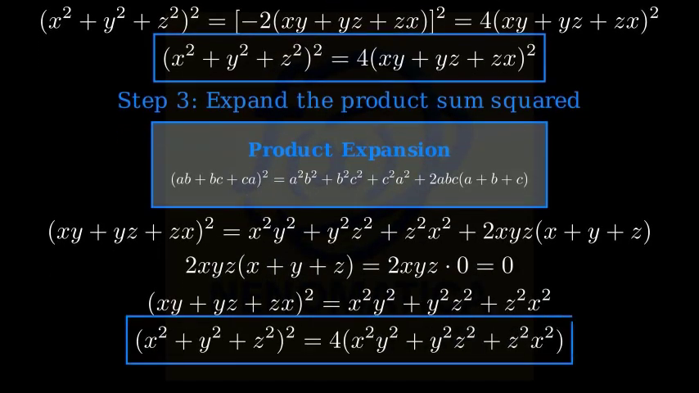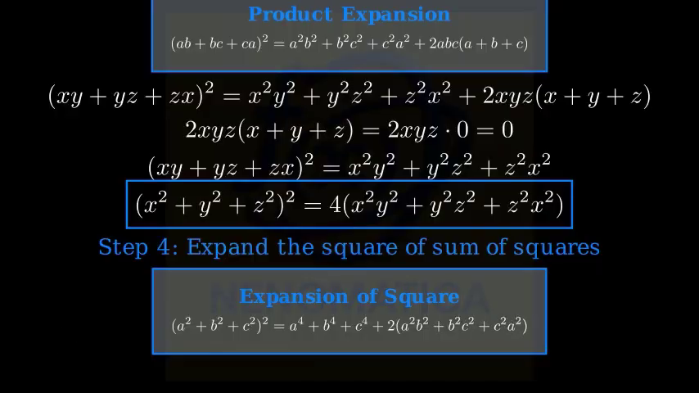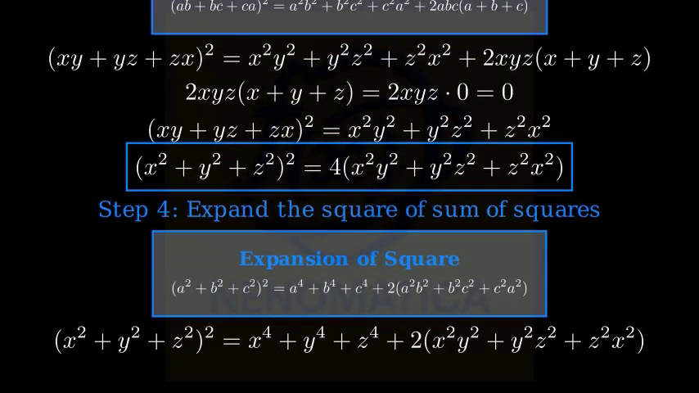Let's expand (x squared plus y squared plus z squared) all squared directly. By the binomial expansion, we get x to the fourth plus y to the fourth plus z to the fourth plus 2 times the cross terms, which are x squared y squared plus y squared z squared plus z squared x squared. Let's denote the sum of the cross product terms as s. That is, s equals x squared y squared plus y squared z squared plus z squared x squared. So we have two expressions for the square of the sum of squares. From the direct expansion, we have that it equals x to the fourth plus y to the fourth plus z to the fourth plus 2s.